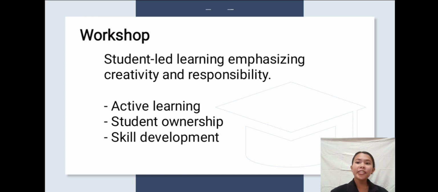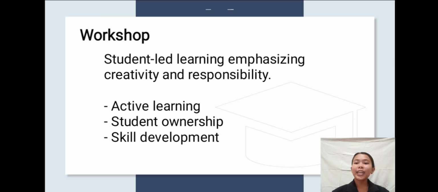Student-led learning emphasizing creativity and responsibility. So, workshops emphasize student-led learning, fostering creativity and responsibility. Students take ownership of their learning, actively engaging in their work and developing a deeper understanding. For example, students designing a building in a project based on their interest.